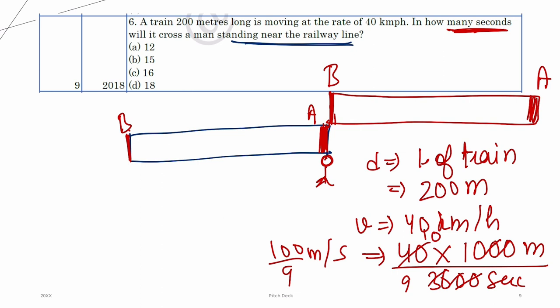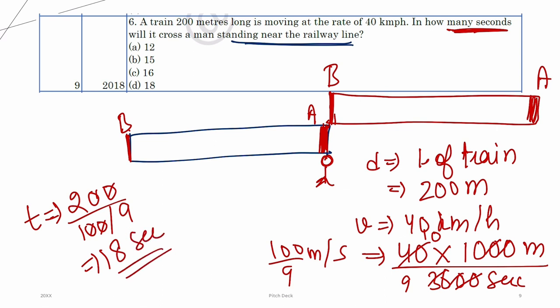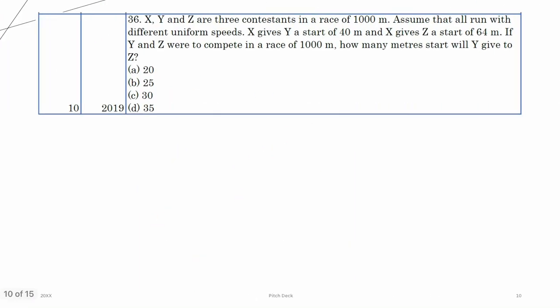100 by 9. So time taken is distance upon speed. Distance is how much? 200. Speed is 100 by 9. Solving this, you will get 18 seconds. So 18 seconds is the time for the train to completely cross the man. Question was very easy. The only thing you need to know is how to change kilometers per hour into meters per second, right?